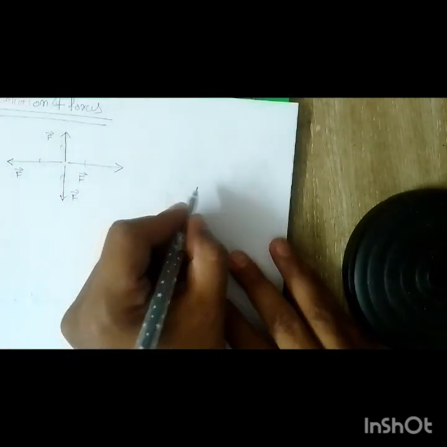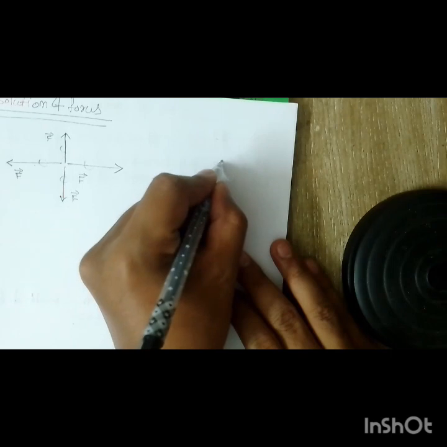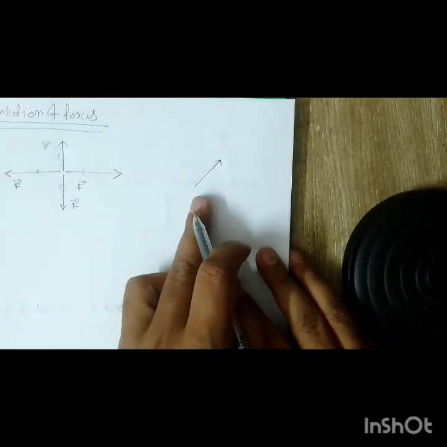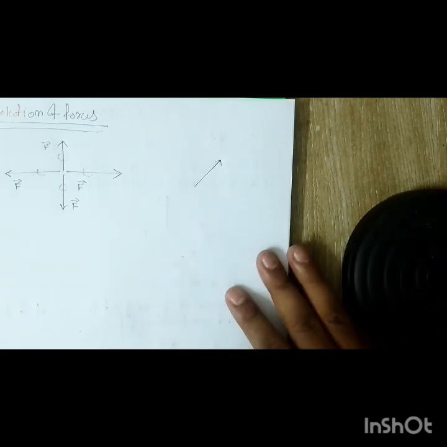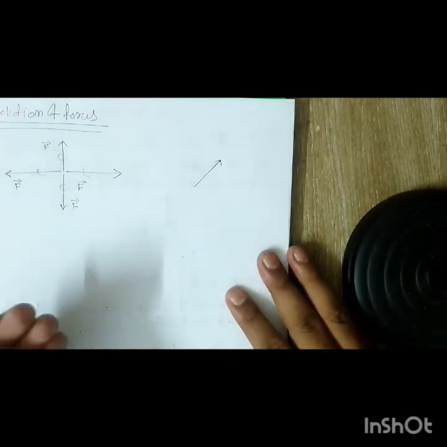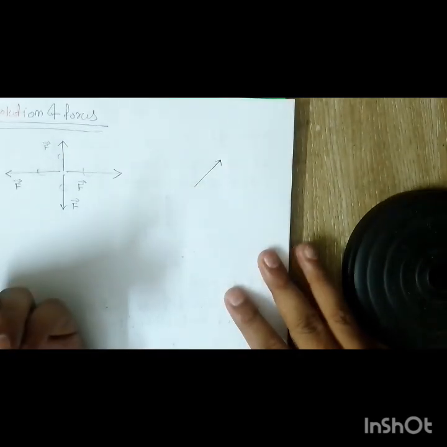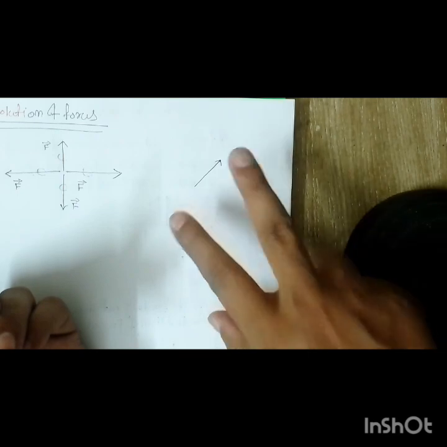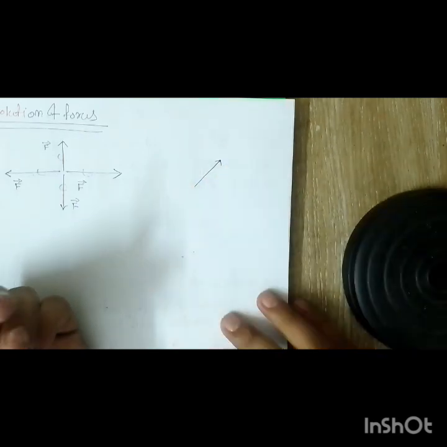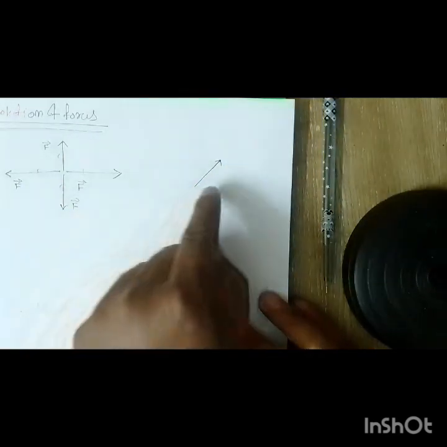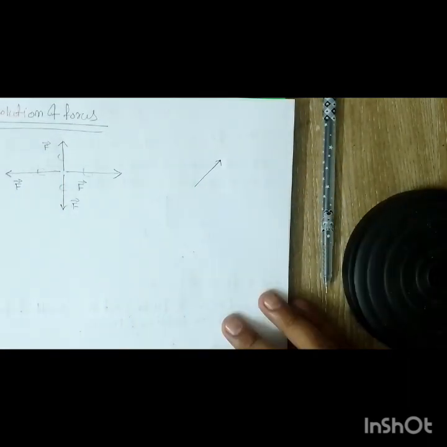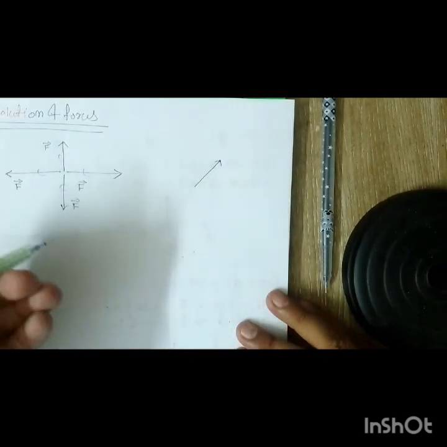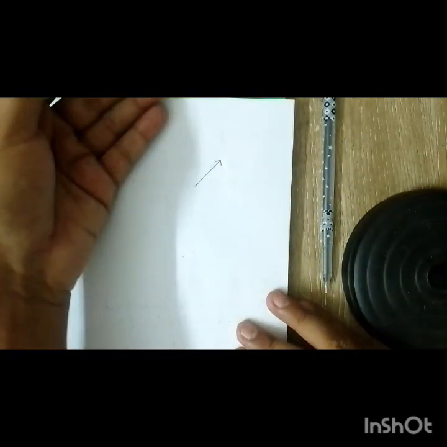Now, what if one force is like this? You can see this force is inclined. Whenever the force is inclined, we need to resolve it. Resolve means we have to find its component. You can get the component on the x-axis as well as on the y-axis. As you know, this force is inclined, so the question arises: inclined with what? Maybe the inclination is with the horizontal plane or with the vertical plane.